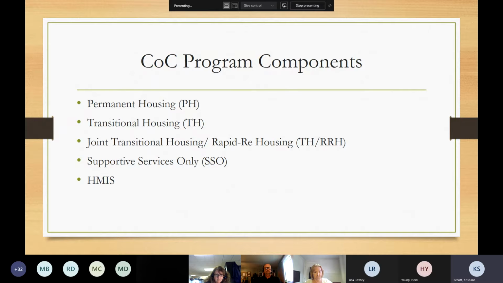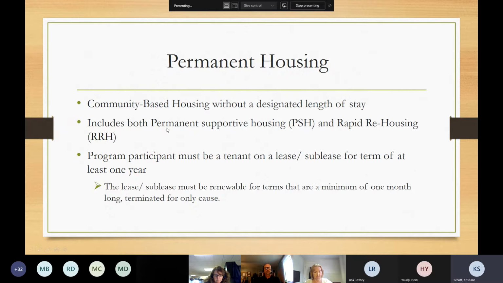Next, I'm going to discuss each of the program components in detail. So what is permanent housing? Permanent housing is community-based housing without a designated length of stay. To be considered permanent housing, the program participant must be a tenant on a lease or sublease for a term of at least 1 year, which is renewable for terms of a minimum of at least month to month thereafter, and it's terminable only for cause.